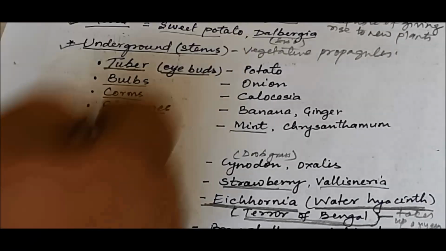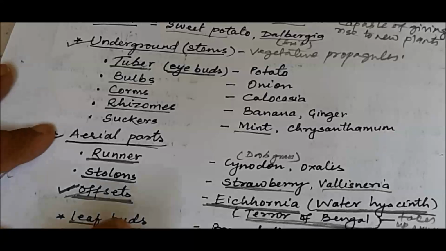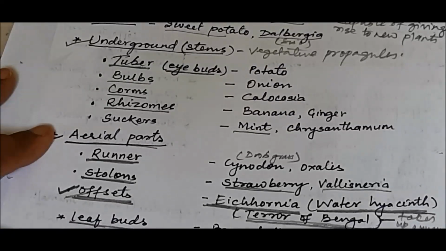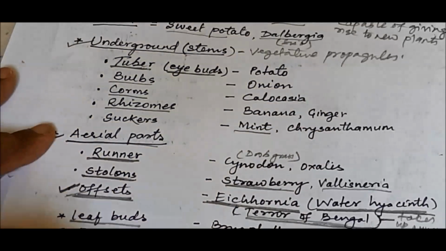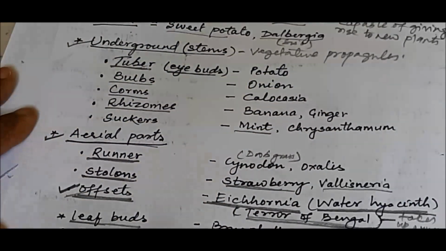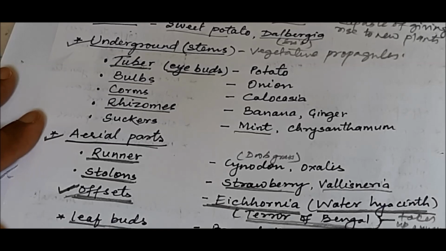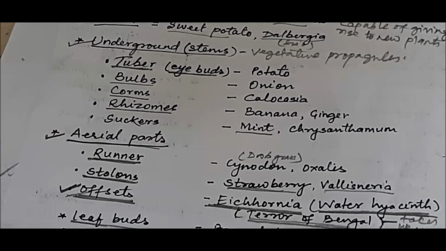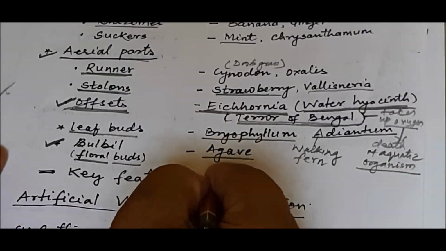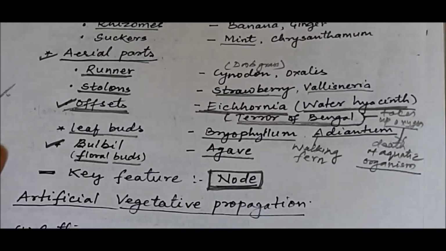Now, in all the vegetative propagations, the key feature is the node. All the vegetative propagules give rise to a new plant because of the presence of nodes. If the node is not present in any vegetative propagule, it will not give rise to a new plant.